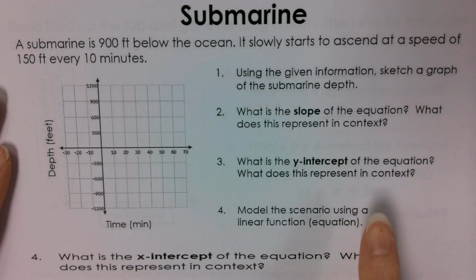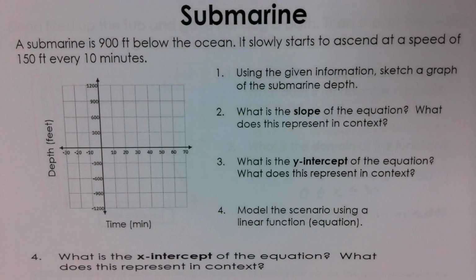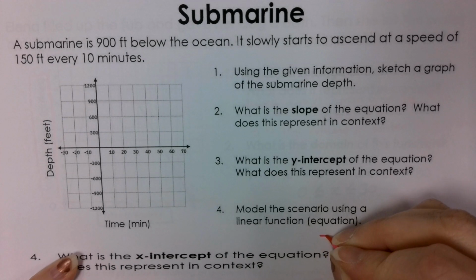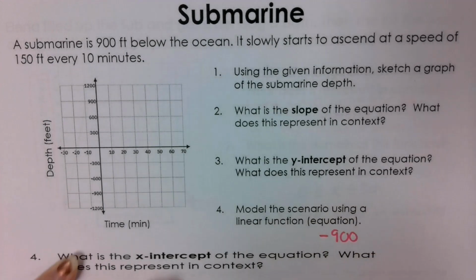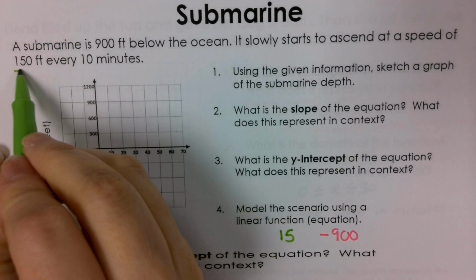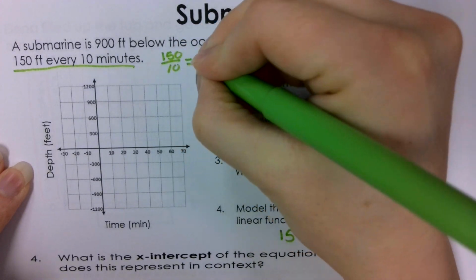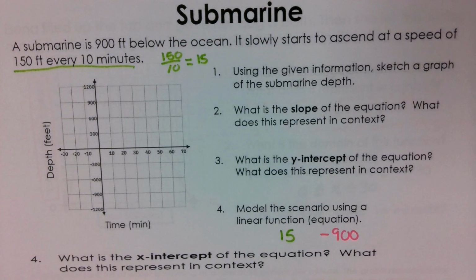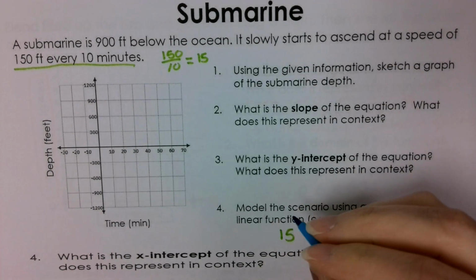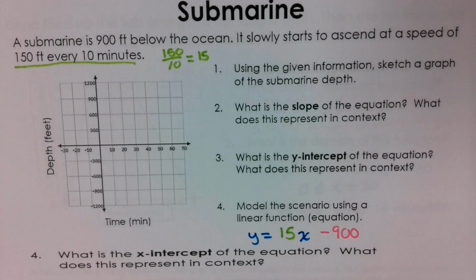So we're starting off at a depth of 900 feet below the ocean. That means that our y-intercept is at -900. And then we're going to continue to go upward by 15 feet every minute, because it's 150 feet every 10. If we do 150 over 10, that comes out to 15 over 1, or just 15. That's our x. So we now have y is equal to 15x minus 900.